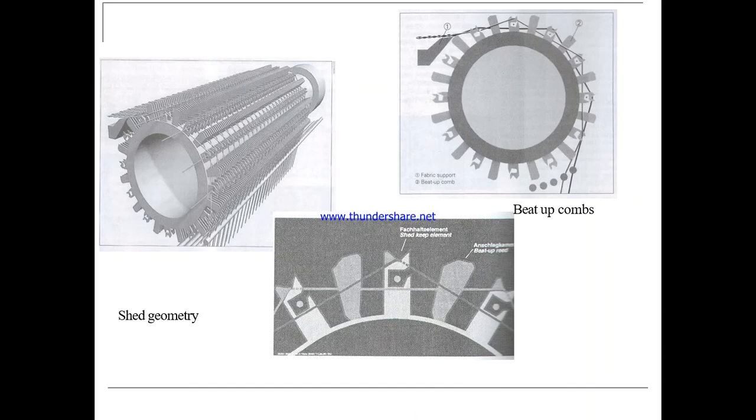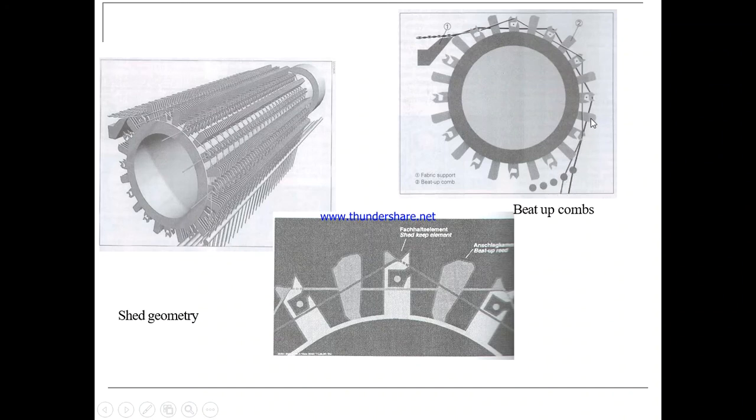Okay, so here the shed geometry is shown in this diagram, how the sheds are formed by these shed formation elements. So this is one shed, this is another shed. Okay, so see how these shed elements are catching the warp yarns and forming the sheds to make the positions for shuttle insertion. Here you can see the position of the threads.